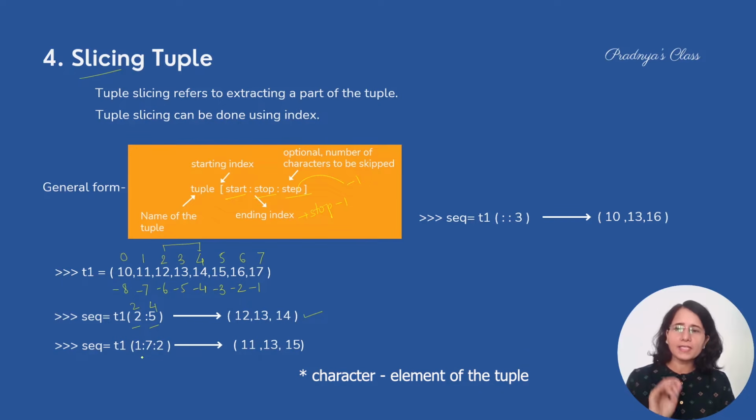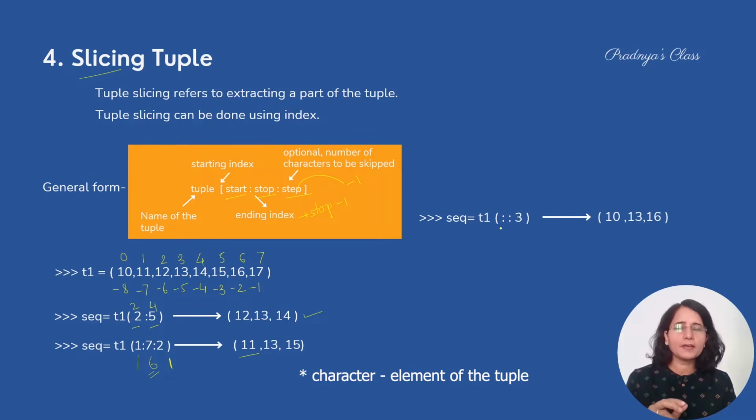Now let's take the next example. It is mentioned the start is 1, the end will be 6 and the step is 2, which means we have to skip one element in between. So the range will be from 1 to 6 and we have to skip one element. Starting with 11, so 11 we have got, then we will skip 12, then 13 we got, we will skip 14, then 15 we got. After that, the 6th item we have to skip. So our limit is only till 6. We cannot go beyond that element.